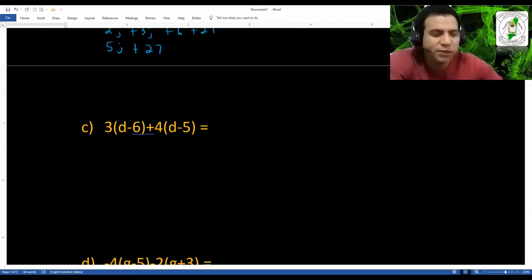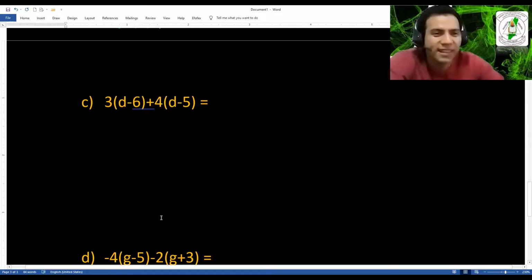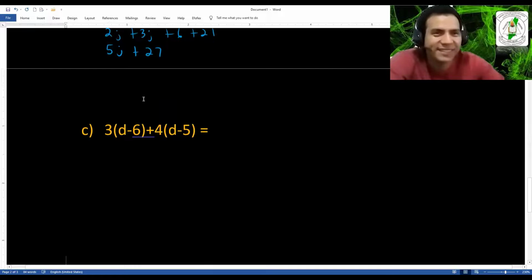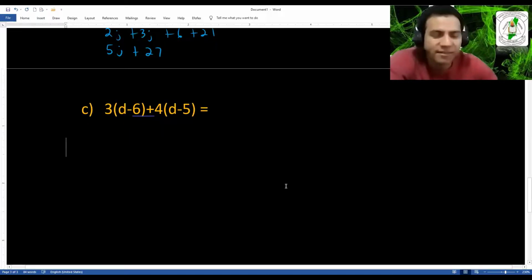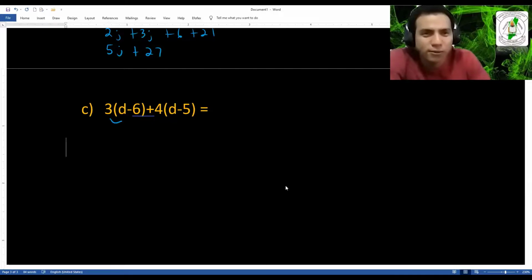Now, we need to be careful with this one because this one has negative signs. Let's be very careful. It has negative signs. Be careful. So 3 times d and 3 times -6. So 3 times d we write the minus that's in the middle. Remember, we bring down the minus that's in the middle. We write the 3 outside and then the 6 inside.